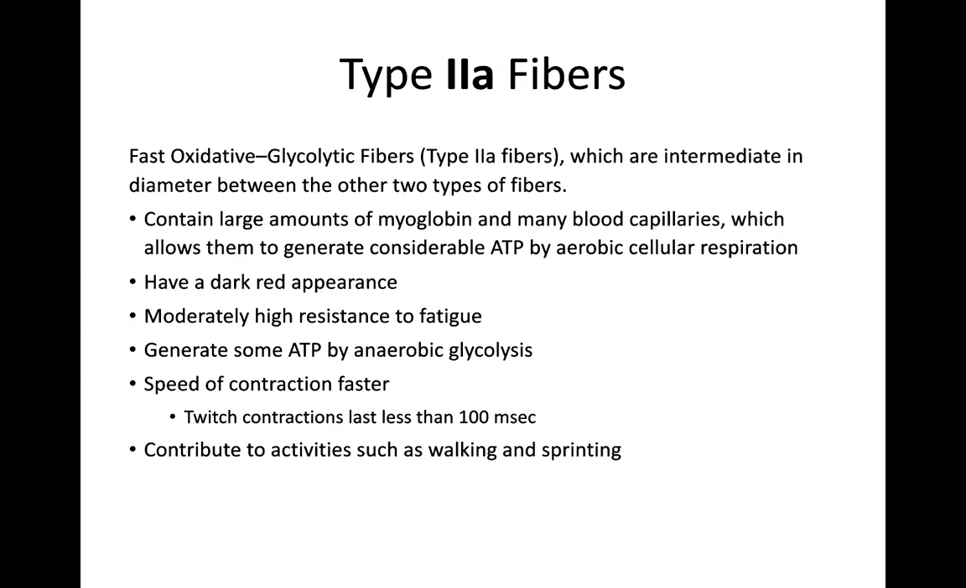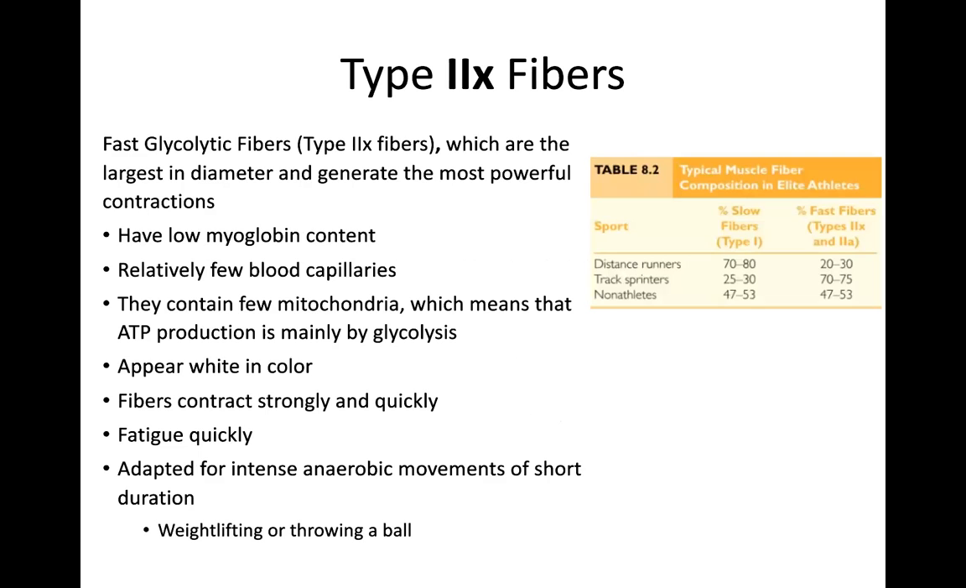In the middle of the spectrum are the type 2A fibers, or the fast oxidative glycolytic. I'm actually going to go ahead and talk about the final category, and then I'll come back to the second slide there and talk now about type 2X fibers. Okay, I want to talk about fast glycolytic fibers, or type 2X fibers, now because they're on the opposite end of the spectrum as the type 1s.